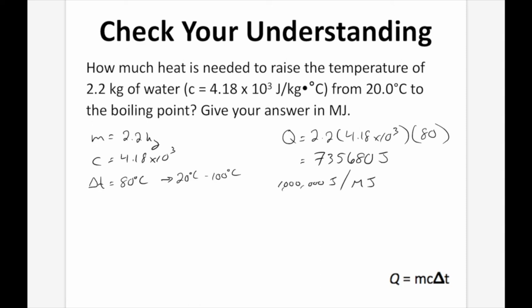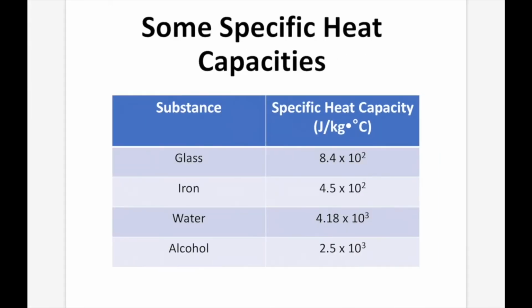So when we're dividing by a million, we're going to move our decimal to the left 6 times. So 1, 2, 3, 4, 5, 6. And we're going to get 0.735680 megajoules. We need 2 sig digs for our answer, so we're going to get 7.4 times 10 to the negative 1 megajoules.